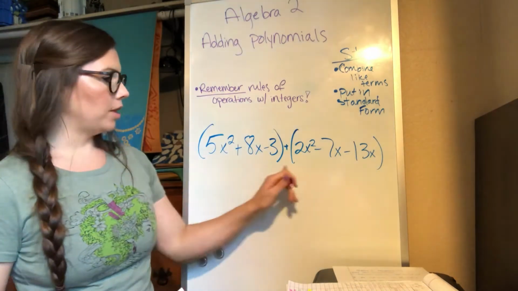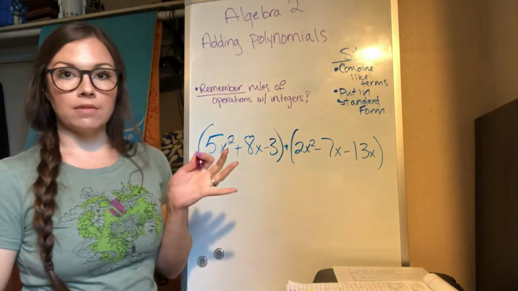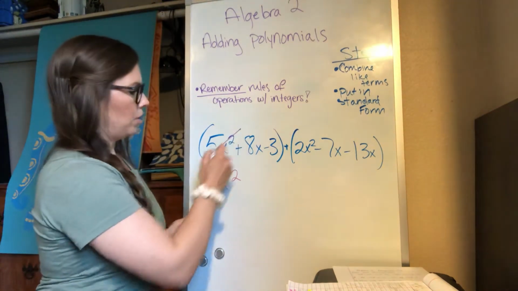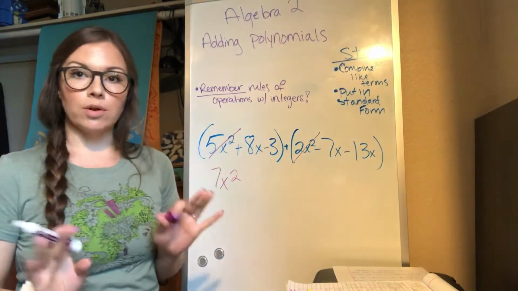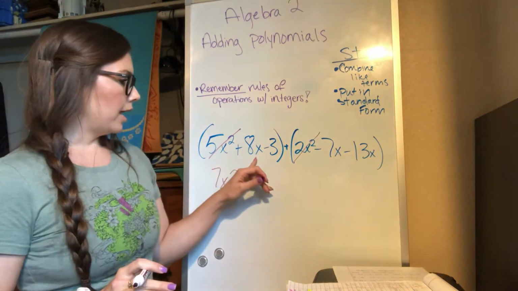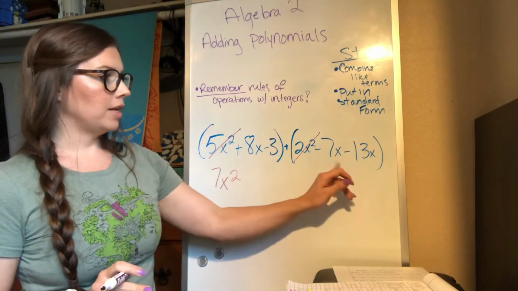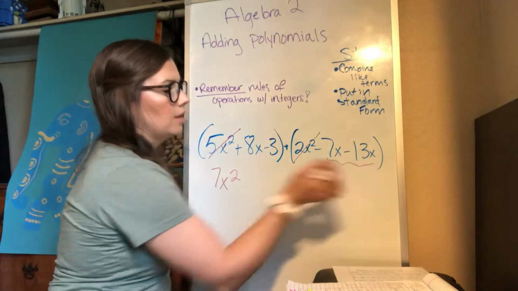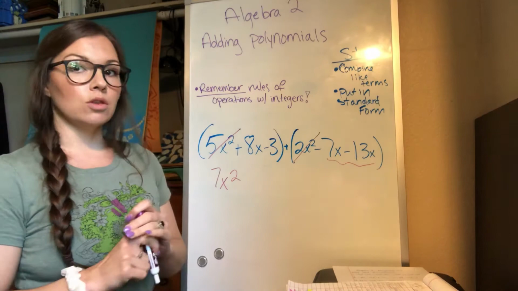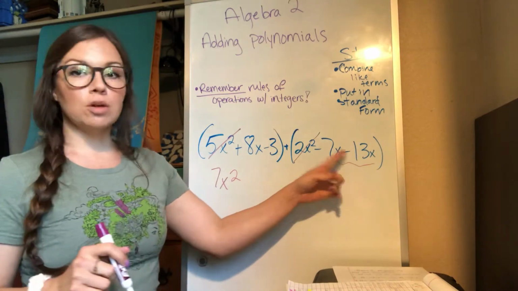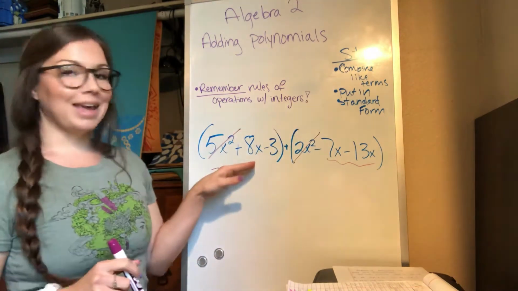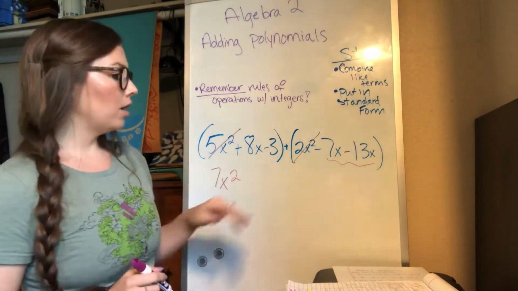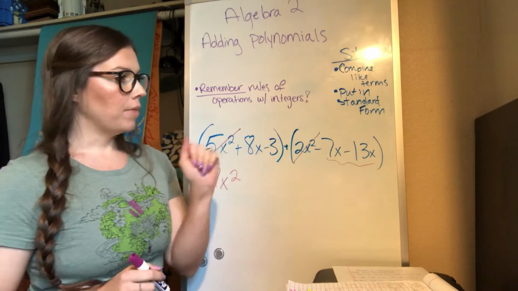5x squared plus 2x squared is going to be 7x squared. Okay, I'm going to cross off the ones that I use so I don't get confused. 8x, positive 8x, minus 7x minus 13x. So first I'm going to combine the negative 7x and the negative 13x. Remember that those signs that you see in front of each number stick with that number. So if it's plus 8, that's a positive 8. If it's minus 3, it's a negative 3. Okay? So negative 7 minus 13.